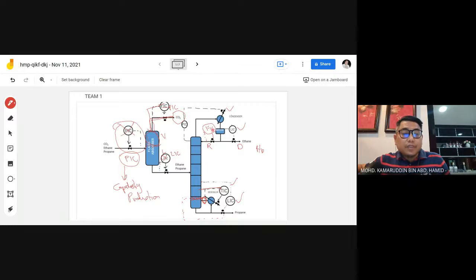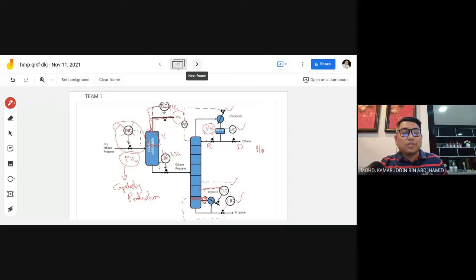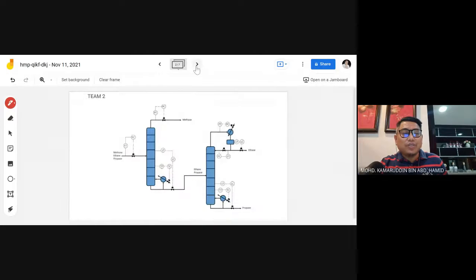Okay, team number 1, you need to do this correction if you want to proceed for your variable classification. Okay. Any other question? Team number 1? You have done the correction but haven't posted yet. Oh, yes. Okay, so we continue with team number 2.